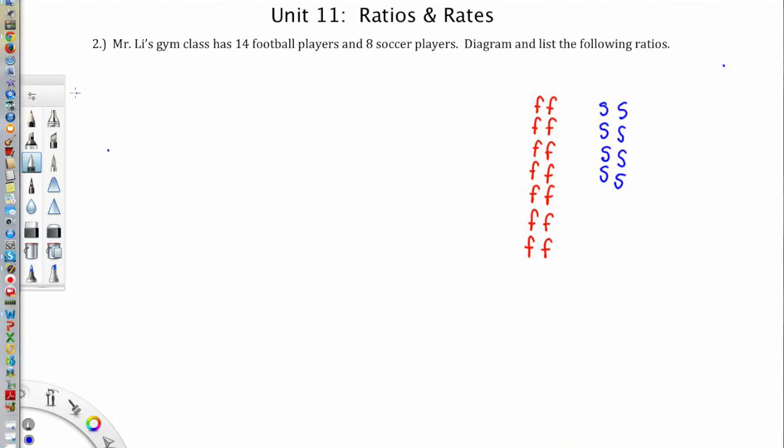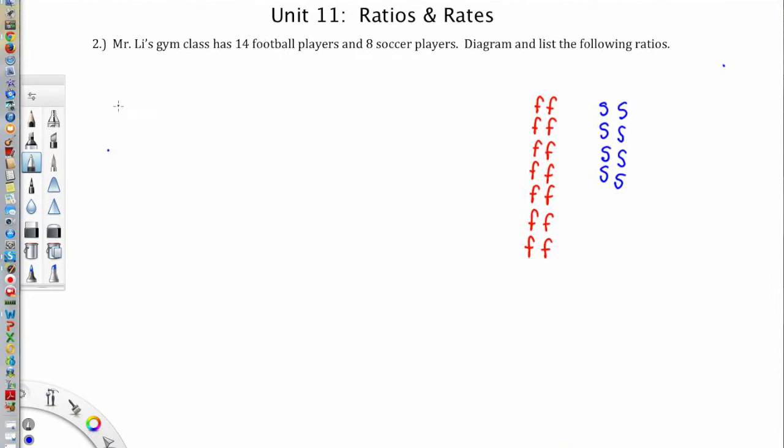Well, boys and girls, that's one problem. Let's try another. Boys and girls, let's take a look at number 2. We have Mr. Lee's gym class has 14 football players and 8 soccer players. Diagram and list the following ratios. I did the diagram in advance. I kept it real simple. I could have made 14 footballs and 8 soccer balls. That would have been painstakingly long, but I think you get the idea with the F's representing each football player and the S's representing each of the soccer players. So there's our diagram. Let's create some ratios here.